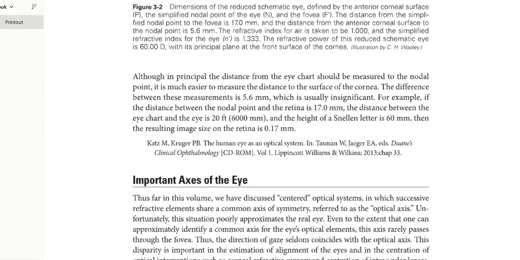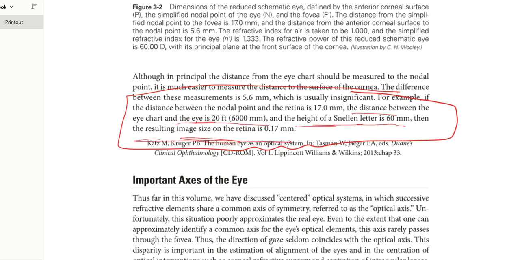Here is some important information written. For example, if the distance between the nodal point and the retina is this, the distance between the eye chart and the eye is this, and the height of the letter is this, then the resulting value. Just rectify this example. It can come similarly like this.